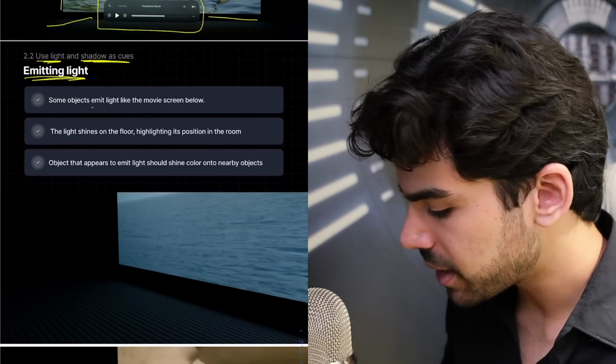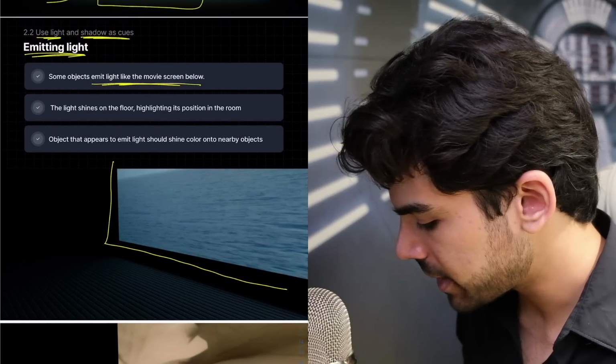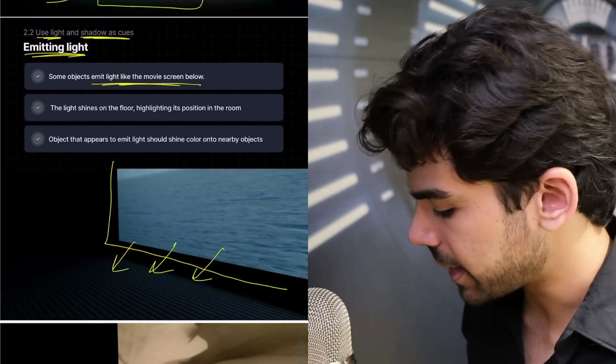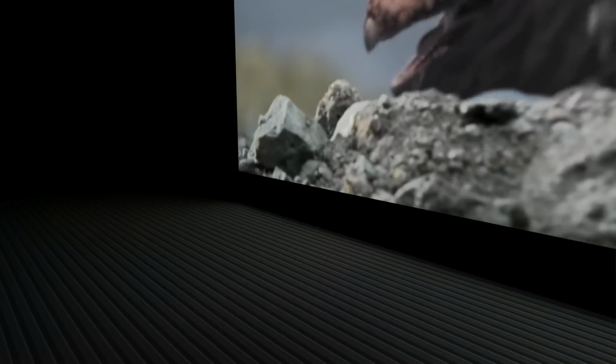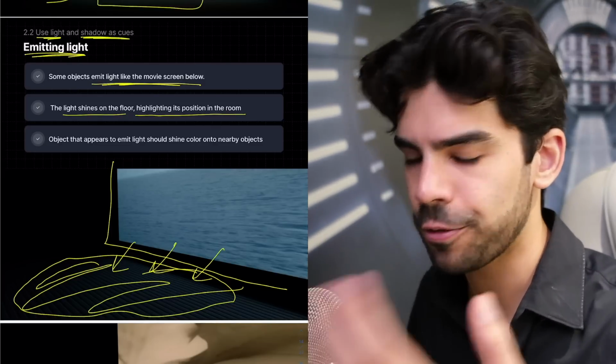Some objects will emit light, like a movie screen. In this example, you have this big video playing and at the floor, it is actually reflecting light. So you can see that there's some animation happening at the bottom. The light shines on the floor, highlighting its position in the room. Makes sense. It just helps you understand how far this is from me.